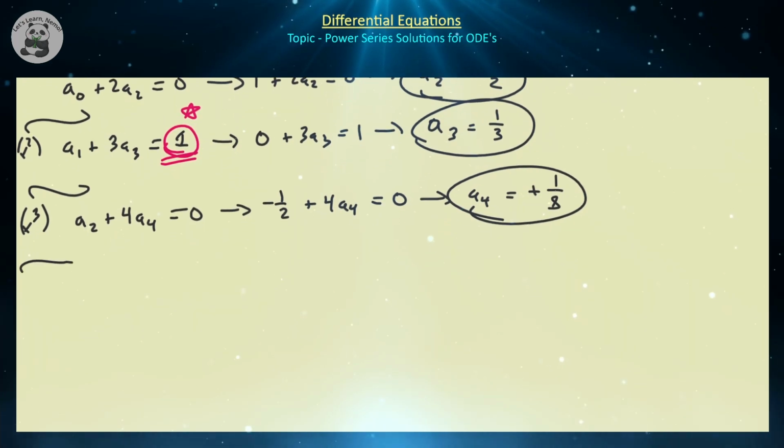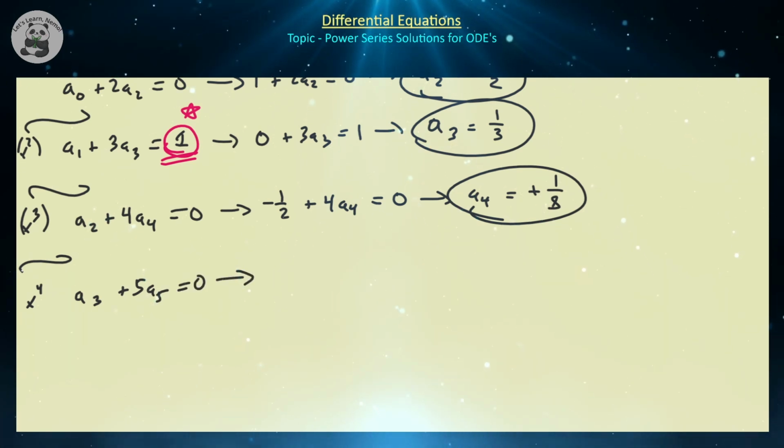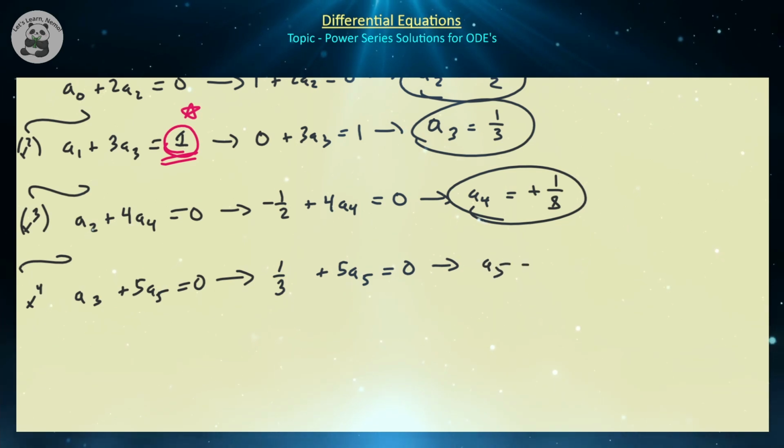Let's go to our x to the 4th term. So we're going to have a3 plus 5a5 is equal to 0, which means that, okay, well, a3 was equal to positive 1/3. Then we're going to have 5a5 is equal to 0. And then a5 is equal to negative 1/15.